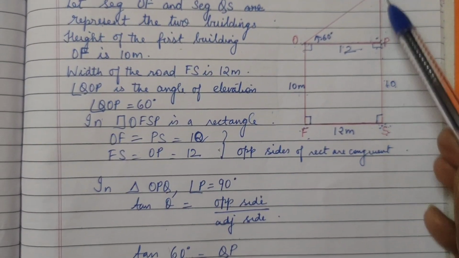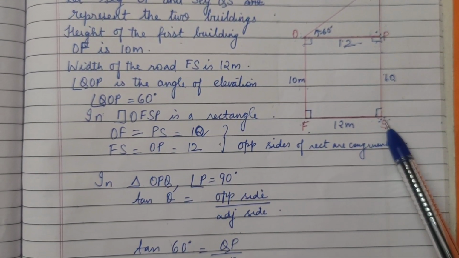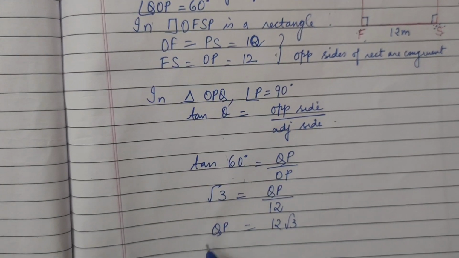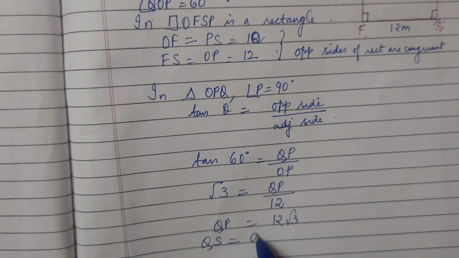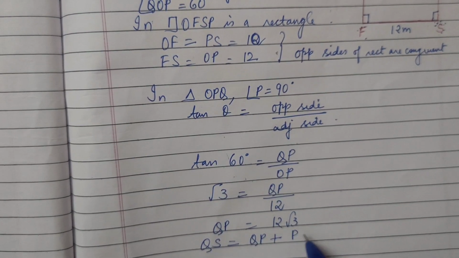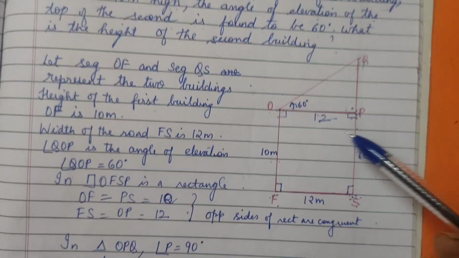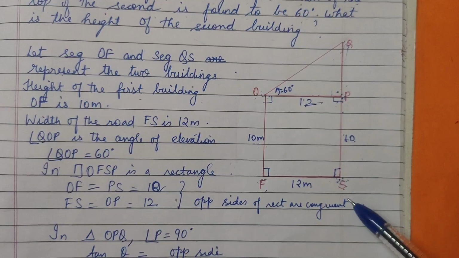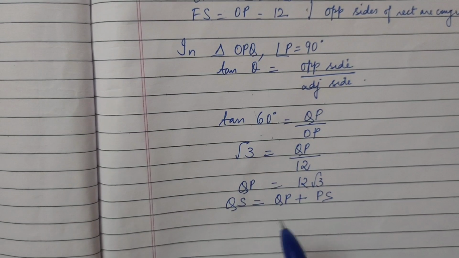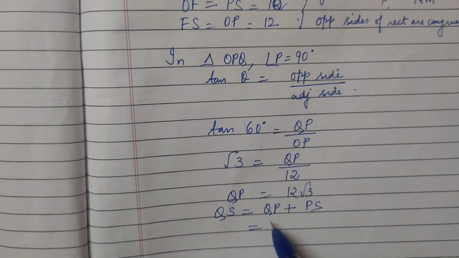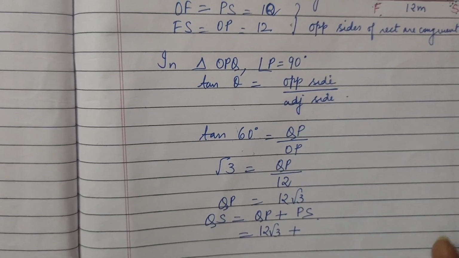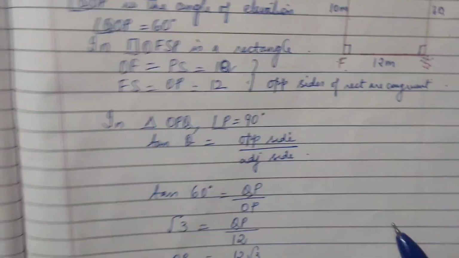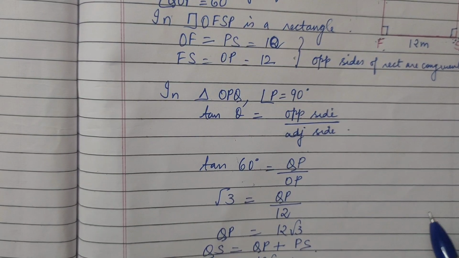Now we need to find out QS. So we'll write QS, the whole building, the second building. QS equals QP plus PS. I repeat, QS equals QP plus PS. We know QP as 12 root 3, and PS we know as what, my dear? It is given as 10 here. So I am writing here 10.